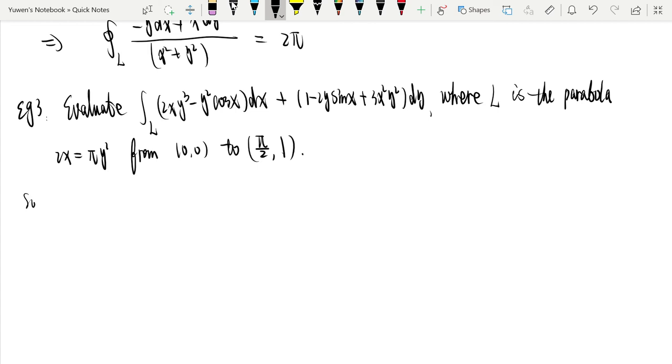Okay, this is an open curve, not a closed curve, so we cannot apply Green's theorem directly. The curve goes from 0 to (pi/2, 1). If we evaluate the line integral directly, we find the function is too complicated. Actually, we can use the line integral directly, but there's too much work to be done. So we'd better use Green's theorem to evaluate this line integral.